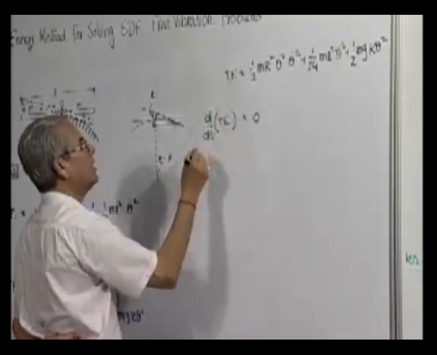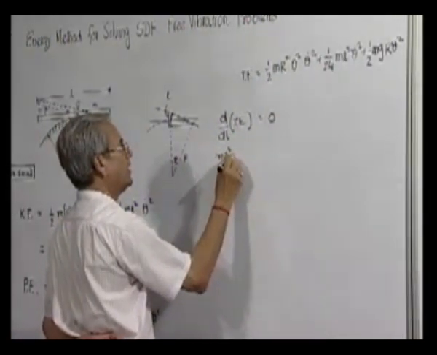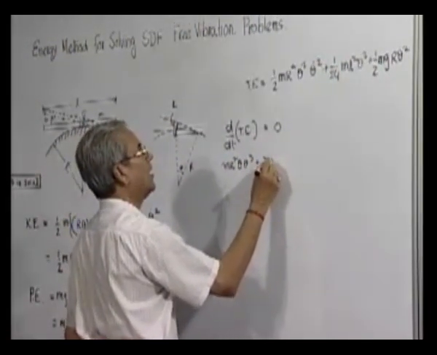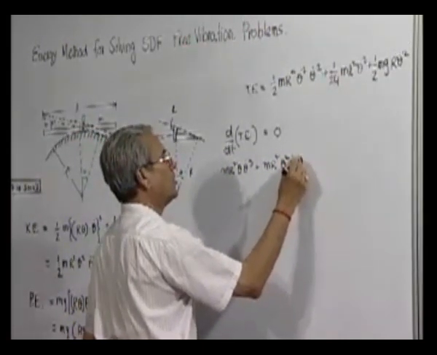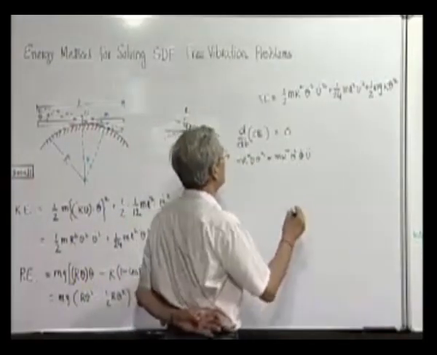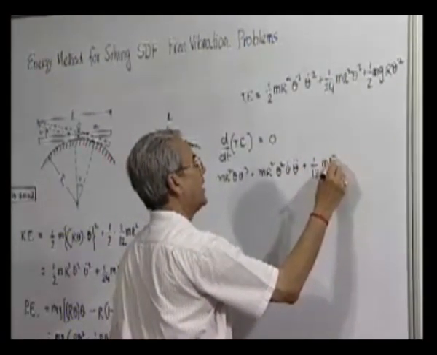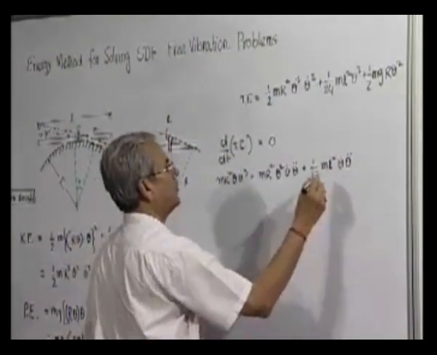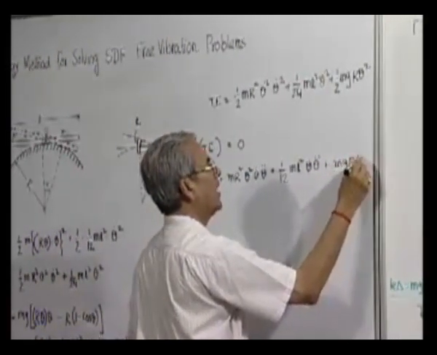This leads to what? Now differentiate this: it will be m r squared theta into theta dot cubed plus m r squared theta dot theta double dot, that is the first term, plus 1/12 m L squared theta dot theta double dot, plus m g r theta theta dot.